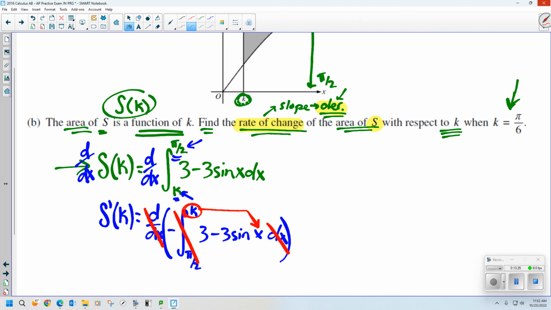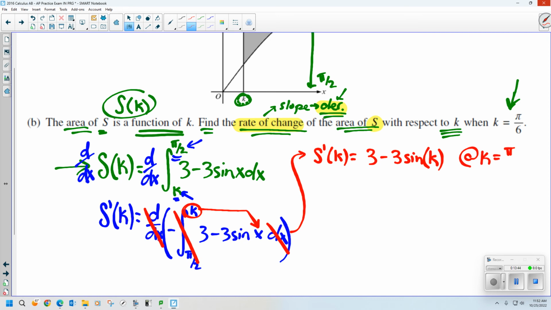Okay, so let's rewrite this. We now have S prime of K equals 3 minus 3 sine of K. This is the derivative, and at that point, we want this when K is pi over 6. So S prime of pi over 6 is 3 minus 3 sine of pi over 6.